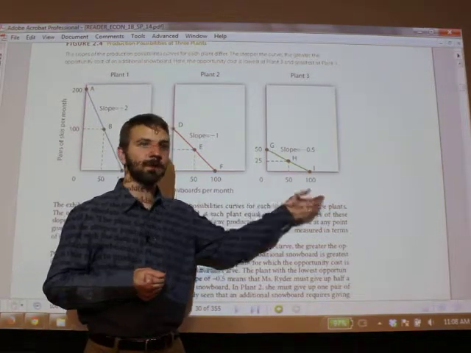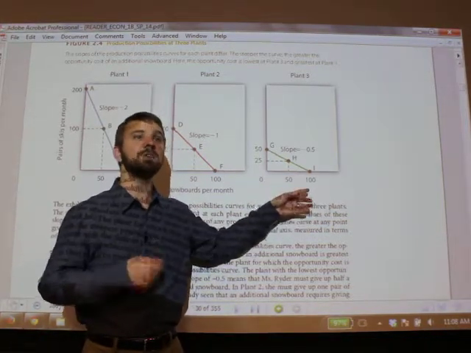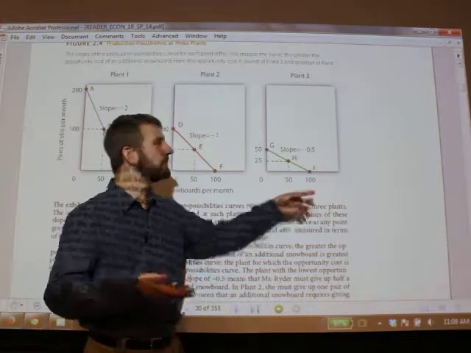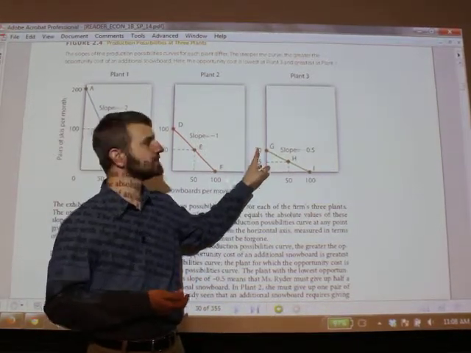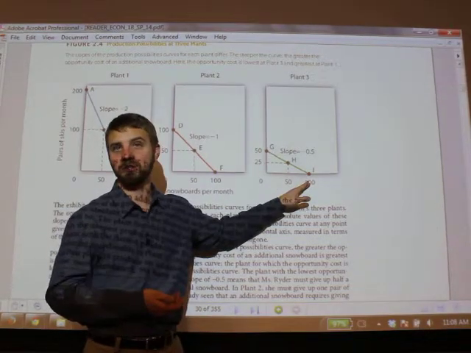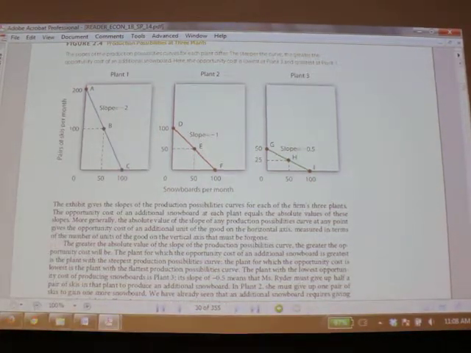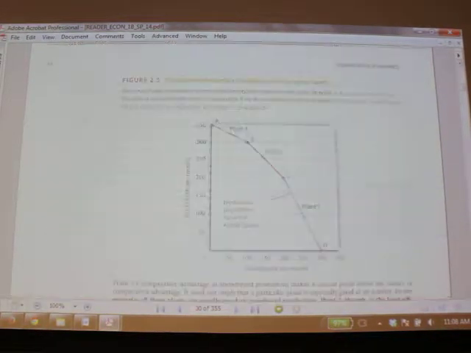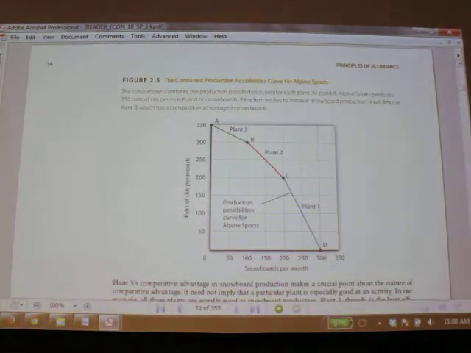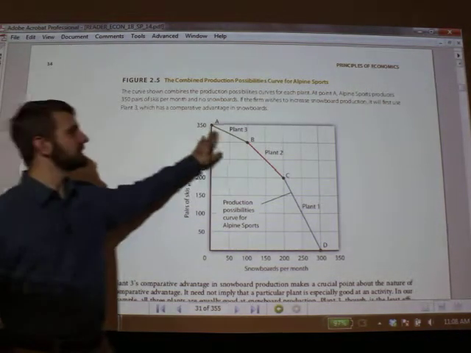It's not any better than the other factories. However, you give up less. Right? You only give up 50 skis if you take this factory out of ski production and put it into snowboard production. In other words, the opportunity cost of putting Plant 3 into board production is the lowest. And you see that by the slope being the flattest here.